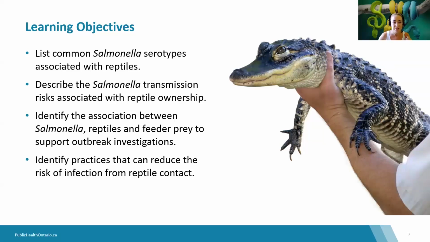And then for learning objectives, we're just going to ask that you learn to list common salmonella serotypes, describe the risk of salmonella transmission associated with reptile ownership, identify the association between salmonella in reptiles and feed or prey to support outbreak investigations, and identify practices that can reduce the risk of infection from reptile contact.